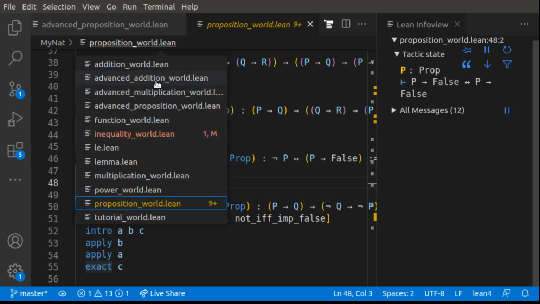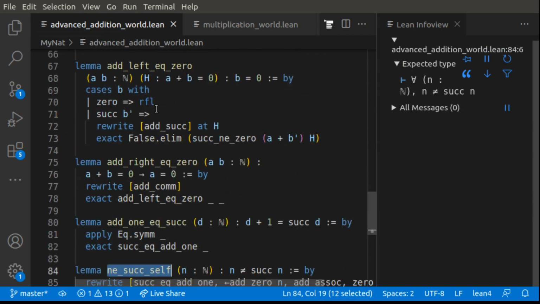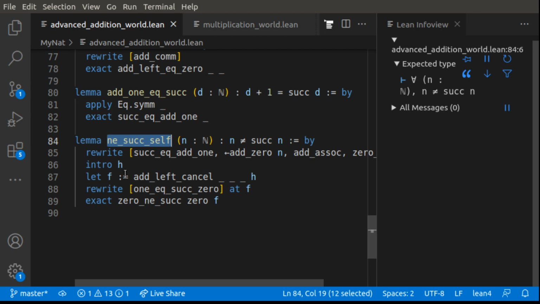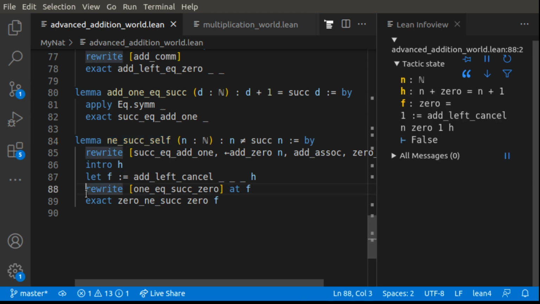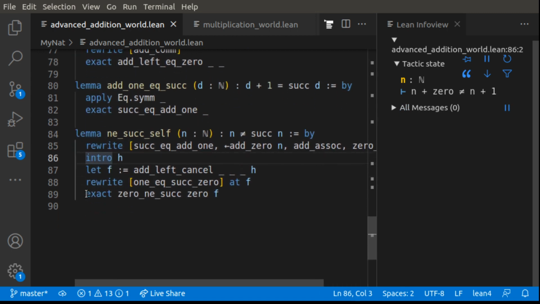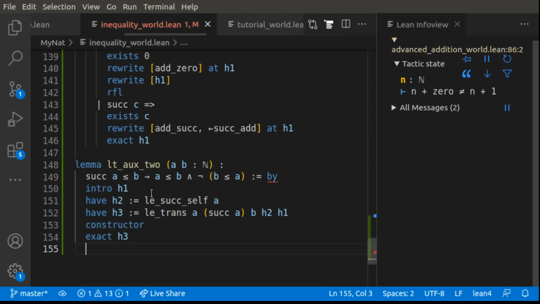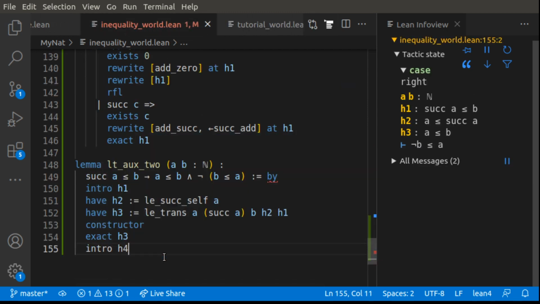Maybe in our advanced addition world we had something. Okay, so here's our goal was a not equals. Then our goal became false. Why did our goal become false? Because we intro h. What is h? Okay, so I think if we intro, then we can make our goal false. Intro, I don't know, h4. Nice, okay. A less than or equal to b.